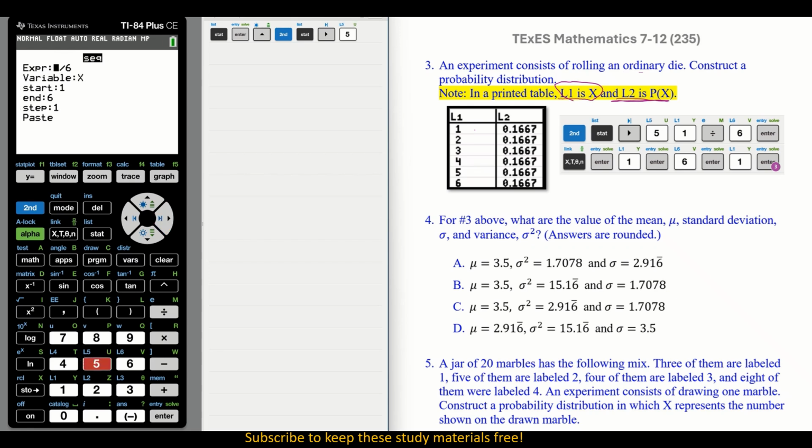Now this is populated with 1/6 as the expression. Go back to your problem. What is the probability of one die, one number cube? It is 1/6. So we can push enter. Now we have X is our variable. And I just said that our L1 is X. So you enter. We're starting at 1, ending at number 6. We're going by steps of 1, 2, 3, 4, etc.